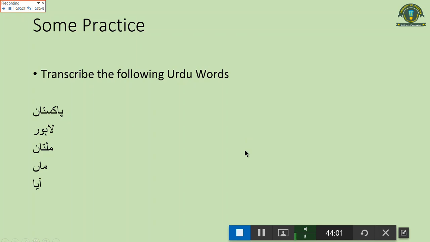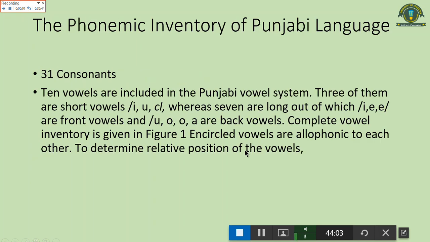Now I'll quickly move towards the phonemic inventory of the Punjabi language. In Punjabi language we have 31 consonants and 10 vowels, and now this is a very old data. I have taken this from a chapter written by Christopher.